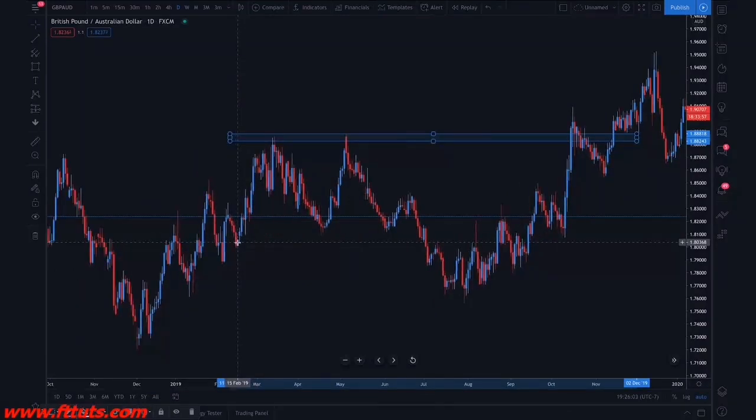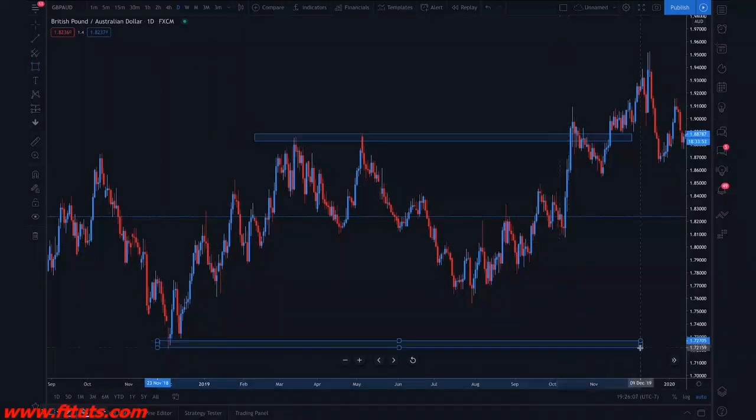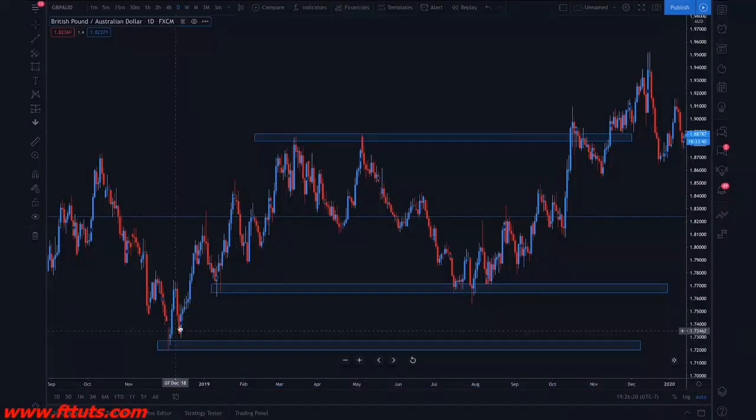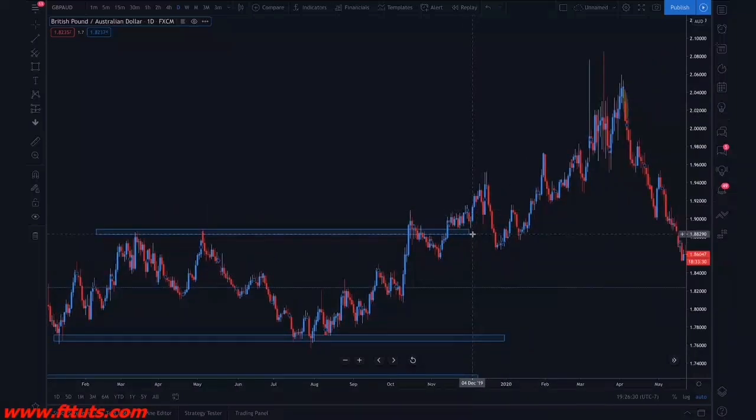The bottom is called support, which is also known as the floor, meaning whenever price gets down here, it is going to bounce off. It bounces off the floor. And you can have multiple support and resistances on your chart. For example, you see how price bounced off of here, came up, bounced off this support, came up, bounced off that resistance, came down, bounced off support, broke through resistance.